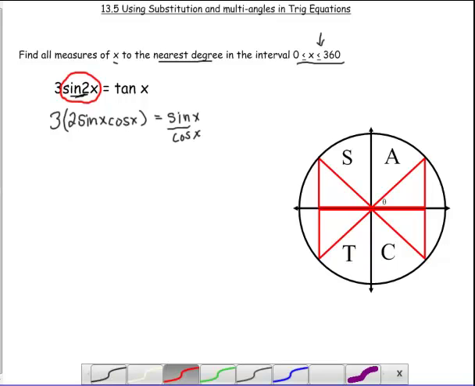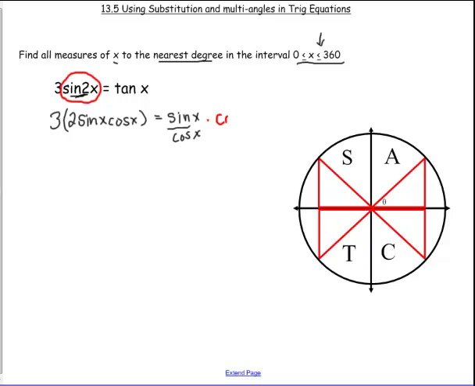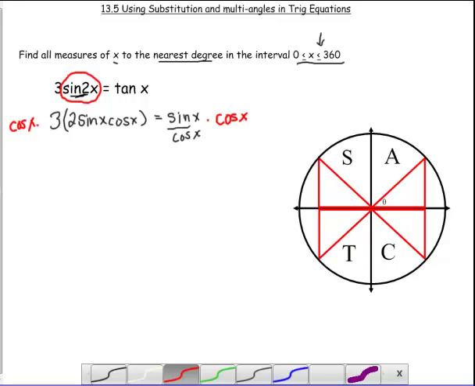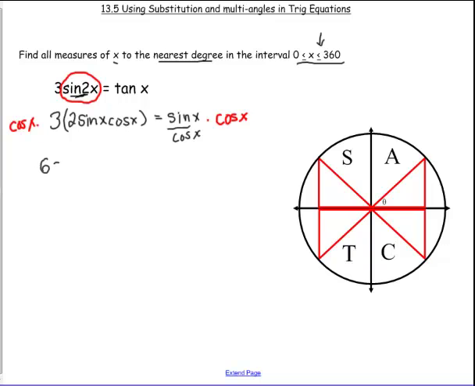I'm going to do a little algebra 1 right now. I'm going to multiply both sides by the cosine of x so I can get rid of a denominator and be left with one simple equation. 6 sine x cosine squared x equals, and over here is the whole reason we multiply by cosine x, so we get rid of denominators.